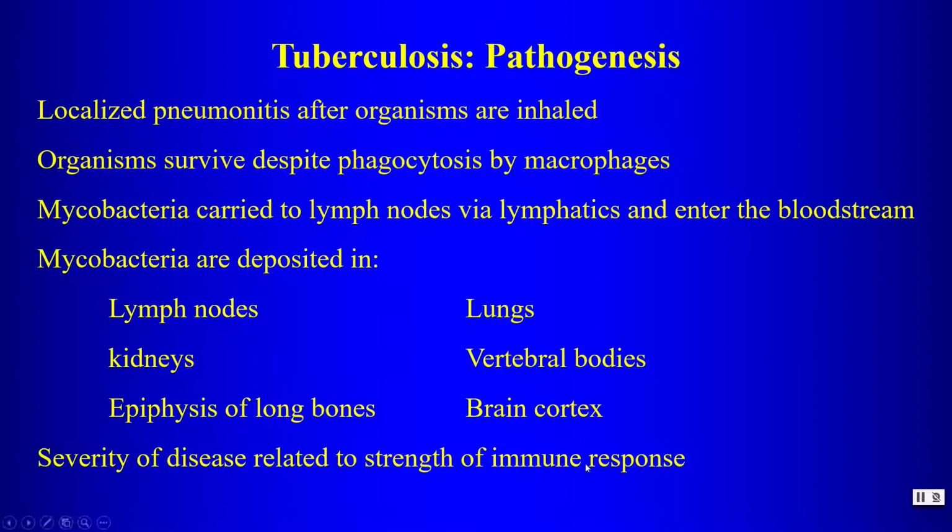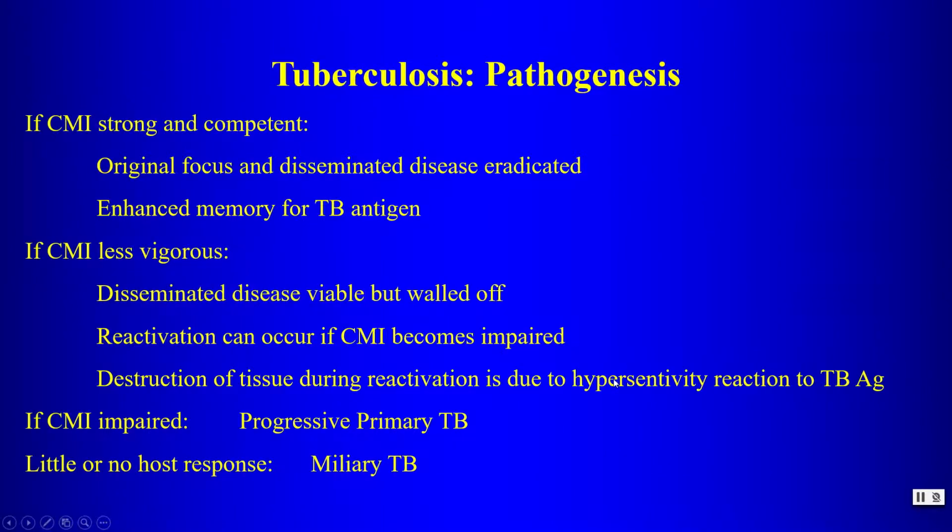So the severity of disease is related to the strength of the immune response. If cell-mediated immunity is strong and competent, the original focus and the disseminated foci of disease are eradicated, the patient will have enhanced memory for TB antigens, hence positive PPD. If cell-mediated immunity is less vigorous, the disseminated disease can be walled off, although it may still remain viable, and so reactivation becomes a risk later in life if cell-mediated immunity becomes impaired.